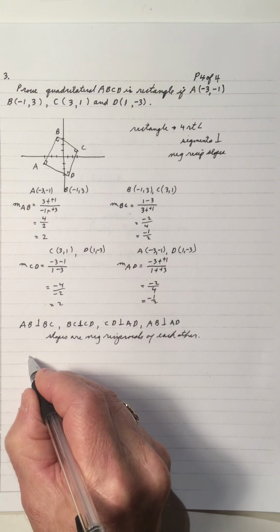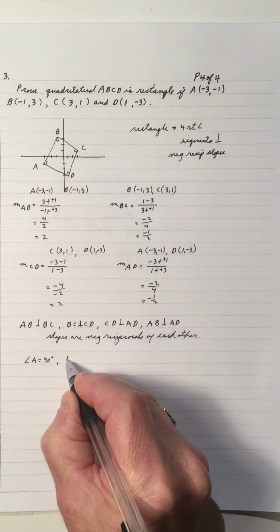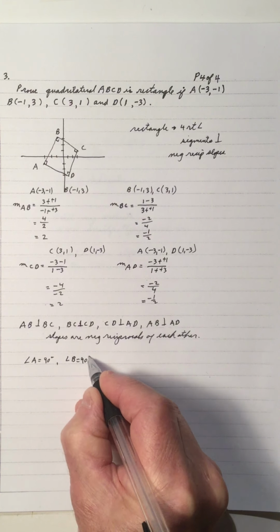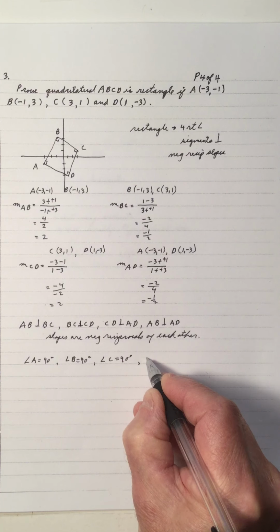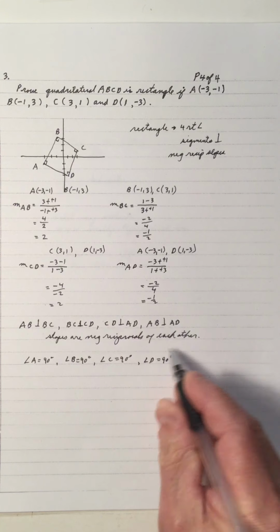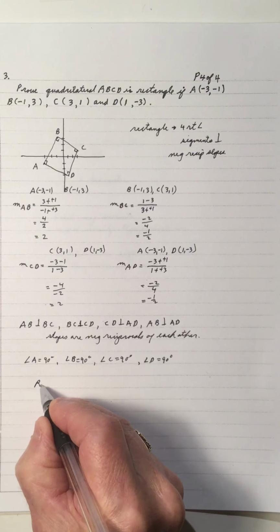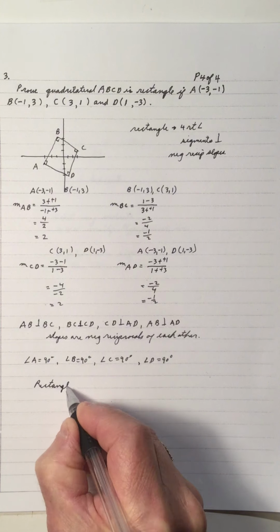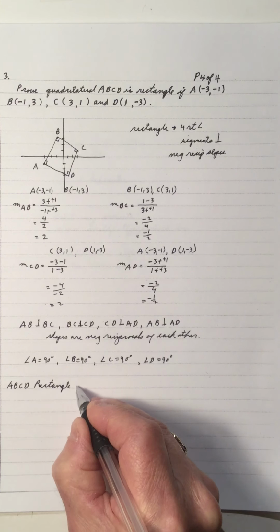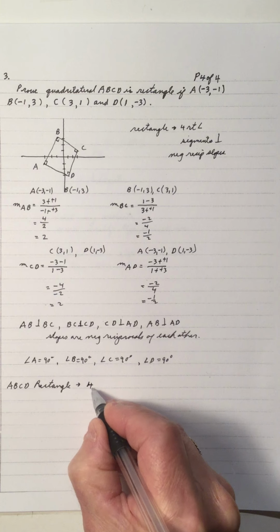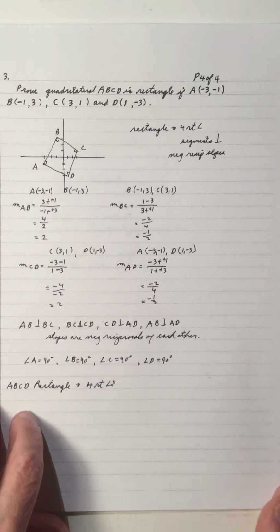So that means angle A is 90 degrees, a right angle. Angle B is 90 degrees. Angle C is 90 degrees because of the perpendiculars. And angle D is equal to 90 degrees, because of the perpendicular lines. And hence, we have a rectangle. ABCD is a rectangle because we have four right angles. We've got four 90 degree angles, so we've got a rectangle.